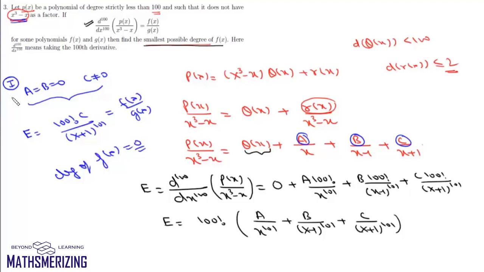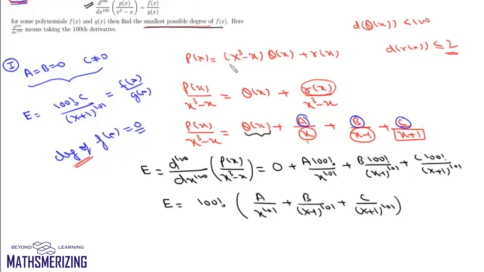Now, what does this condition mean? This condition simply means that p(x) is divisible by x, it is divisible by x minus 1, but it is not divisible by x plus 1. So, it is divisible by two of the factors, but not by this entire expression, which is x cube minus x. And in that case, the degree of f(x) will simply be 0.